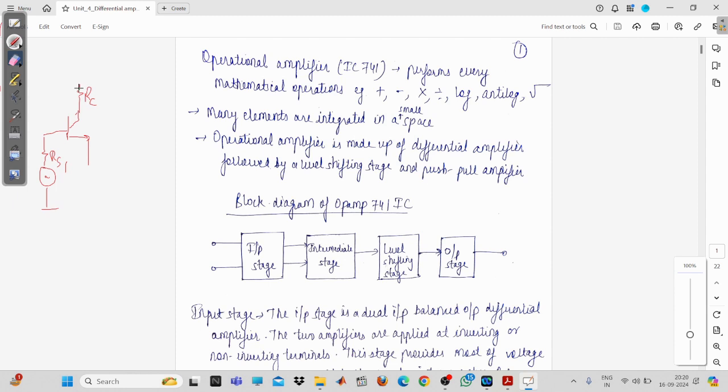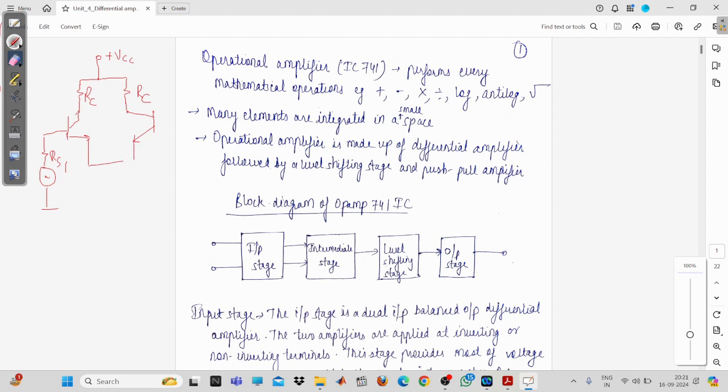Then for having matched transistors, you need to satisfy certain conditions, and those conditions are that the VBE for both the transistors should be equal, then the beta value is also equal, and at the same time the beta should be very high. Okay, so this is the biasing voltage which I have drawn here.